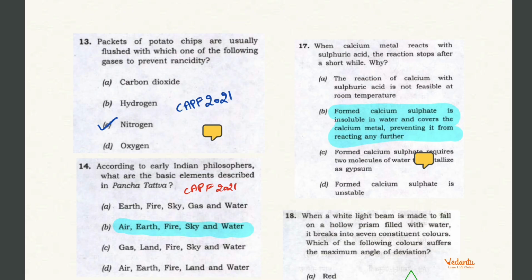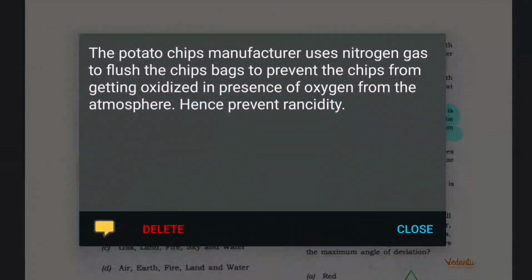So packets of potato chips are usually flushed with which one of the following gases to prevent rancidity? So correct answer would be nitrogen gas. And it prevents the chips from getting oxidized in presence of oxygen. So that's how it prevents the rancidity.